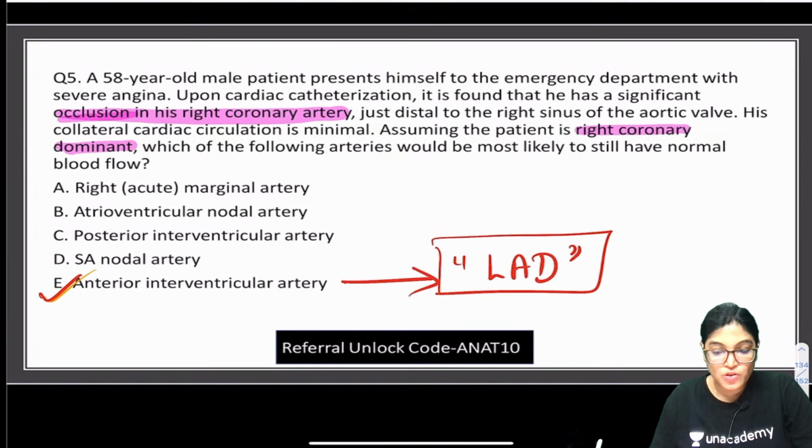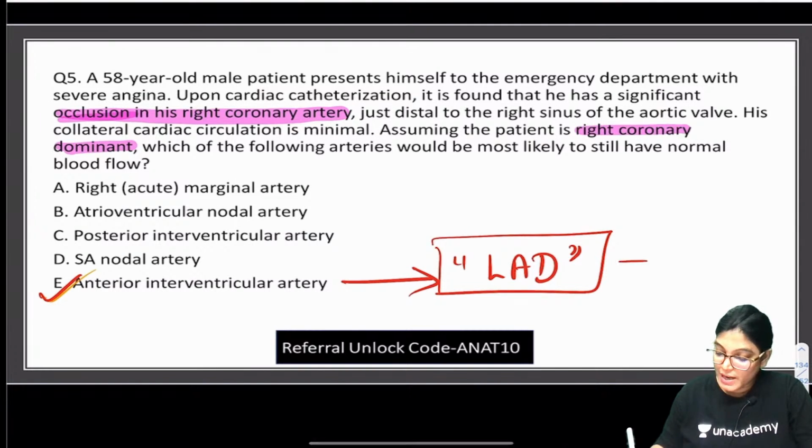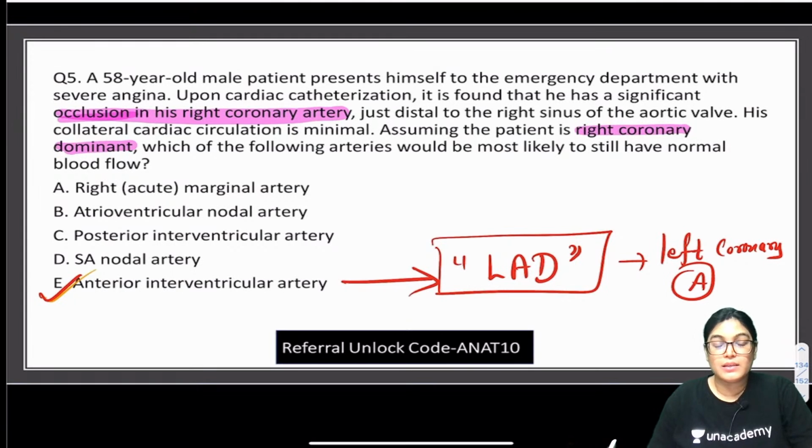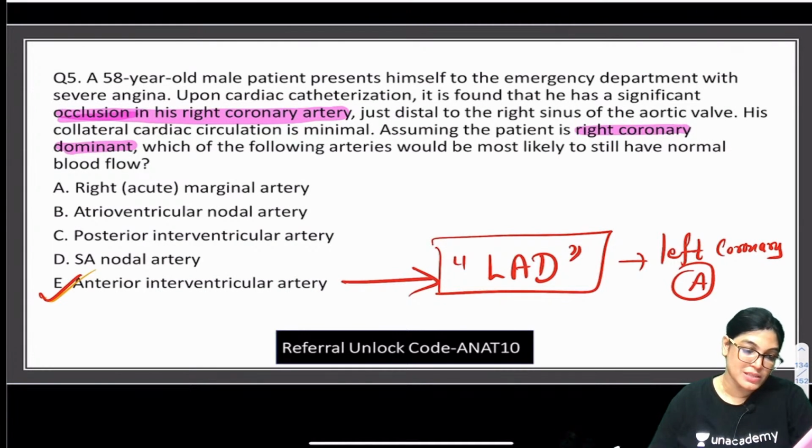LAD artery is the branch of the left coronary artery. So my dear friends, if the right coronary artery is blocked with occlusion, obviously the left one will be normal, and the LAD artery is the most important branch of the left coronary artery, not the right coronary artery. So this is the right answer. Now many of the students are giving the right answer, and very nice.